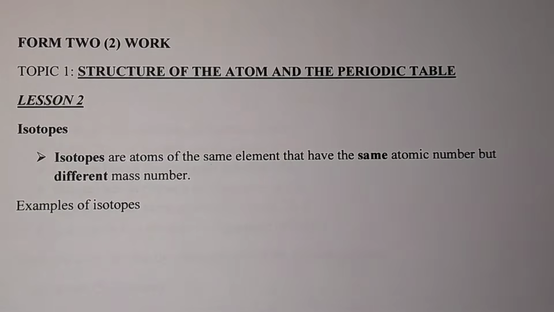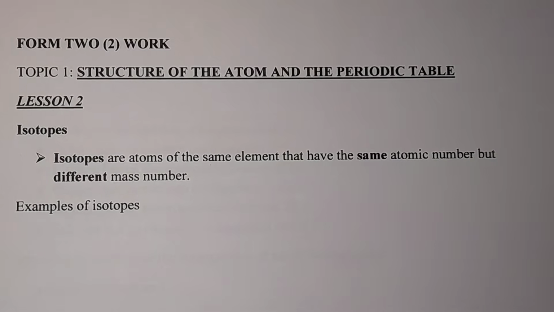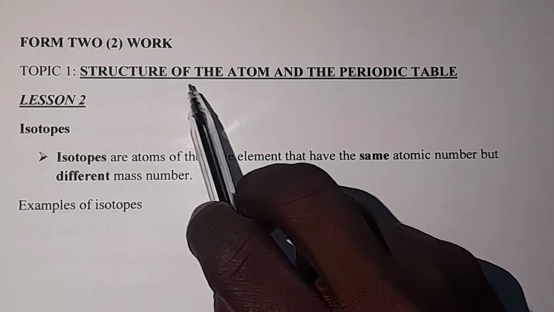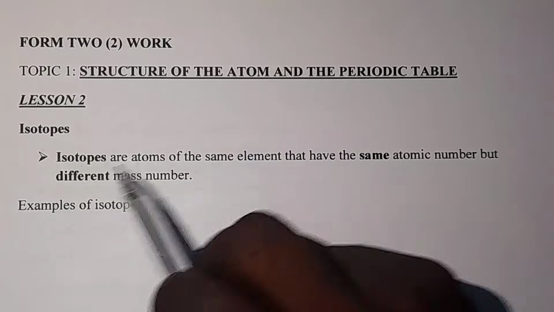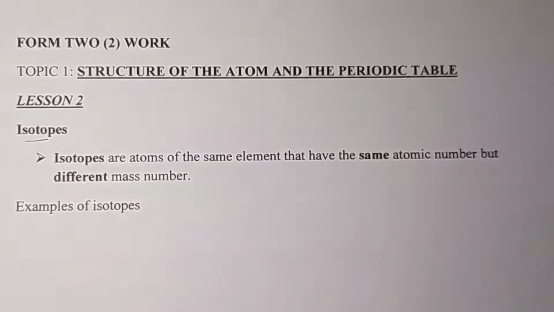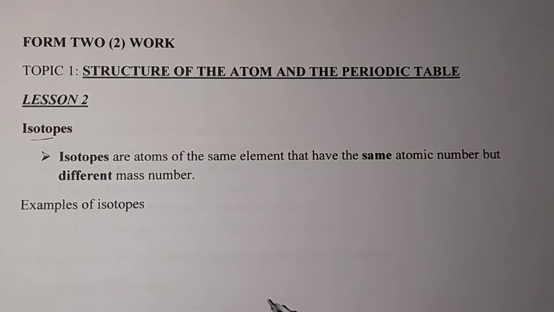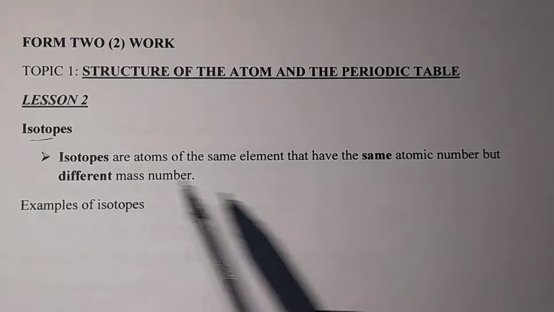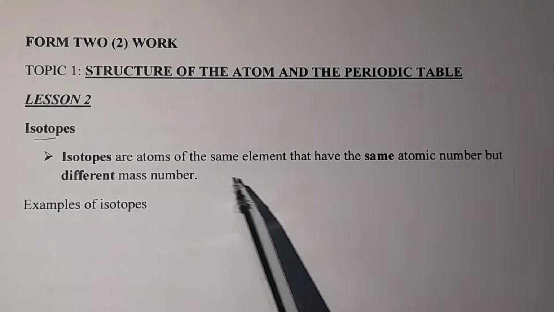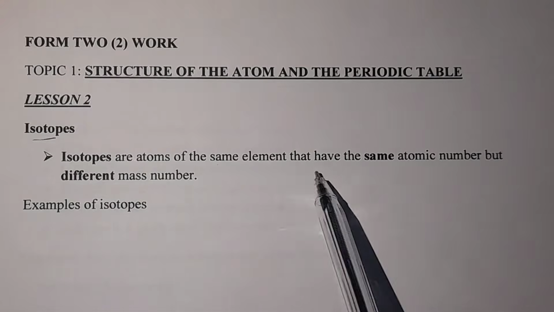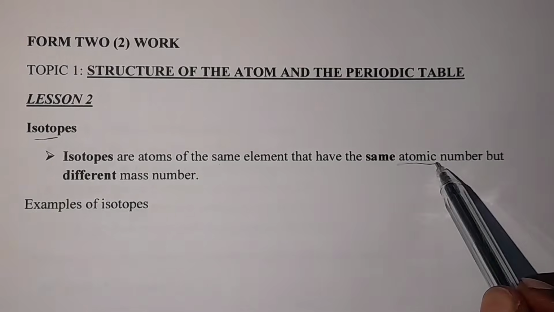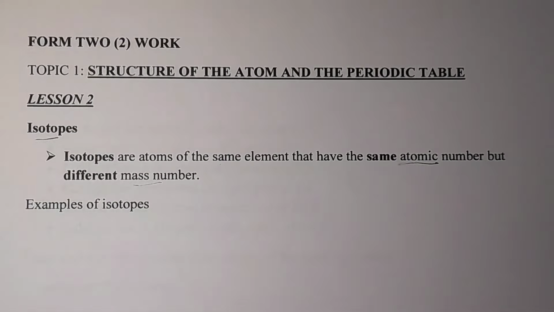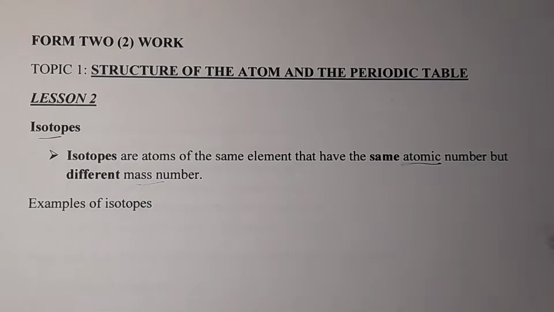I'm teacher Aden. We are in lesson 2 of the first topic in form 2, the structure of the atom and the periodic table. Here we are dealing with isotopes. Let's start by defining what isotopes are. Isotopes are atoms of the same element that have the same atomic number but different mass number. That's the definition for isotopes.